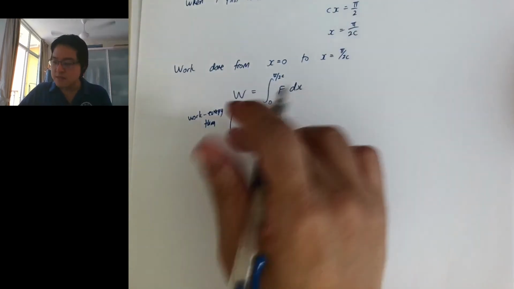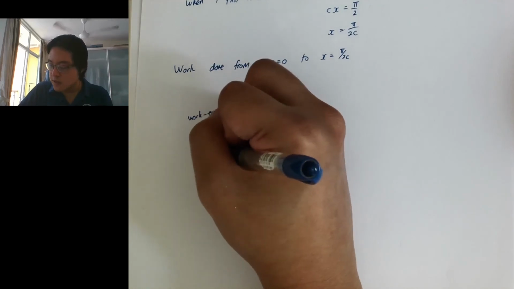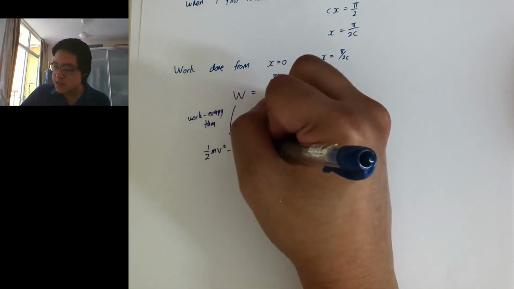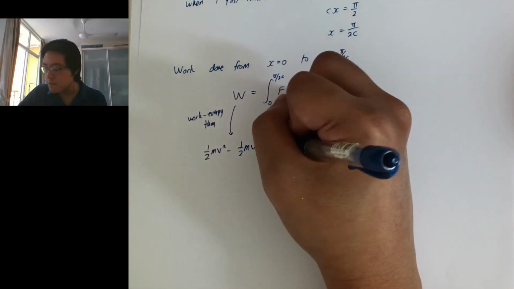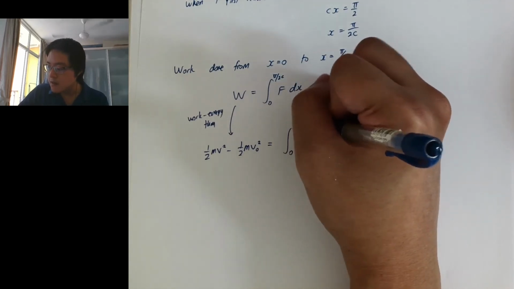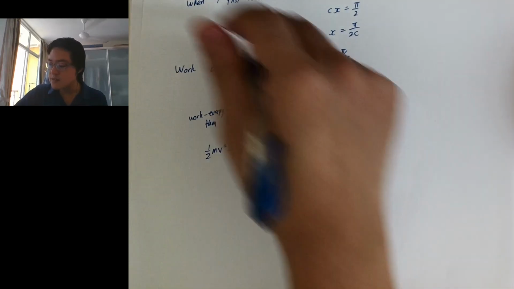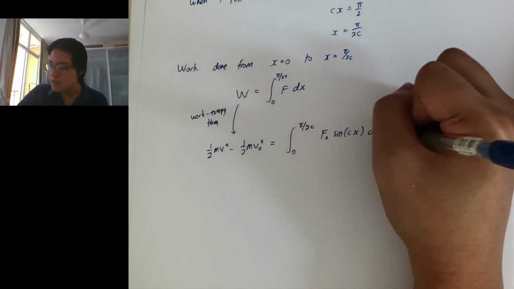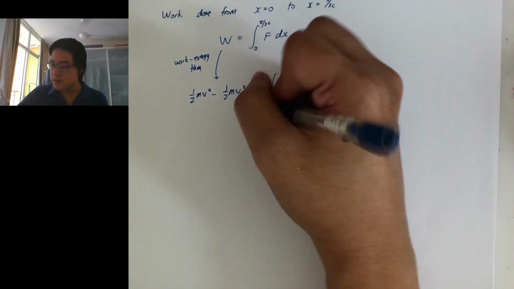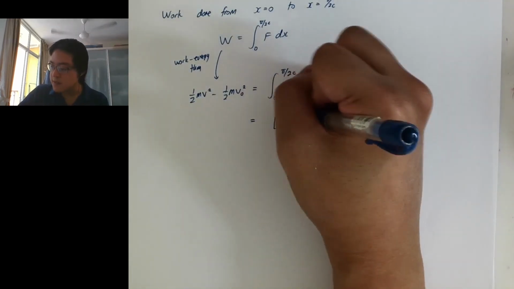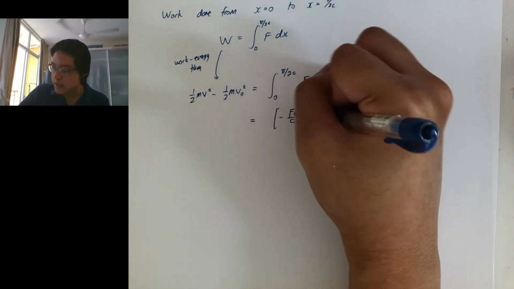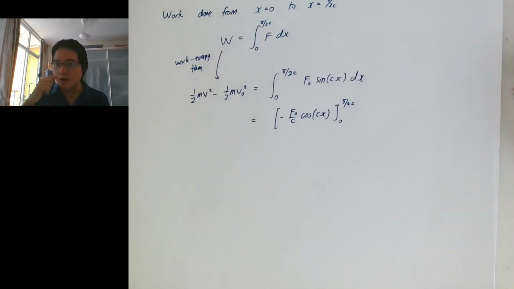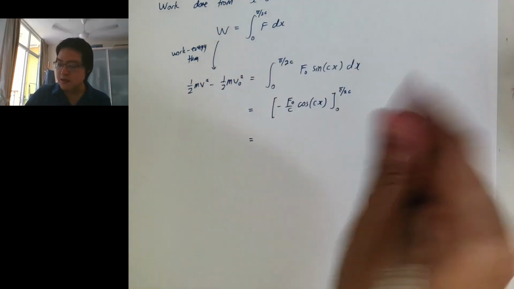So the work energy theorem is the change in kinetic energy. The final kinetic energy is because it's moving at some speed v, and the initial kinetic energy is some initial speed v0 squared, and the force is given by F sine cx. So F sine cx dx. Okay, so we just need to integrate this function. So it's basically just minus F over c cos cx. See, we are doing more calculus, so more integrations and differentiation, so we need to get used to it.